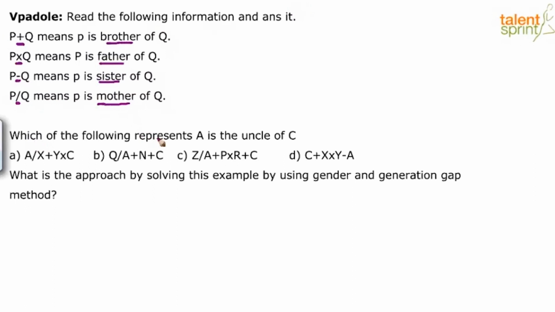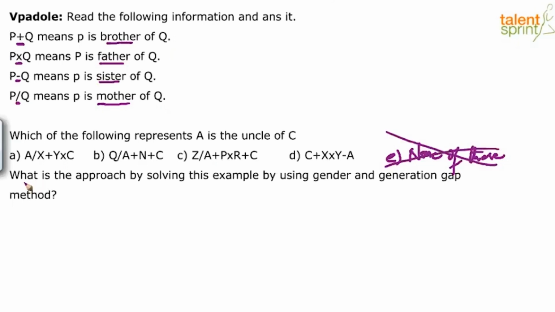Now, which of the following represents A is the uncle of C? In which of the following options do you find that A is the uncle of C? Now, the best part is all 4 options have been given to us in terms of equations without any option which says none of these. So you can apply the elimination method here even more confidently. If for the same question, let's say option E is given as none of these, then you have to be a little skeptical when you apply the elimination method. But here we don't have to worry, because this is not given to us.